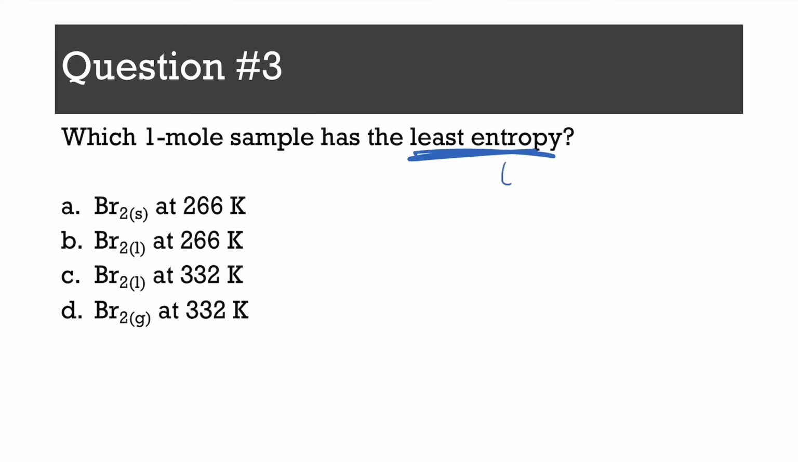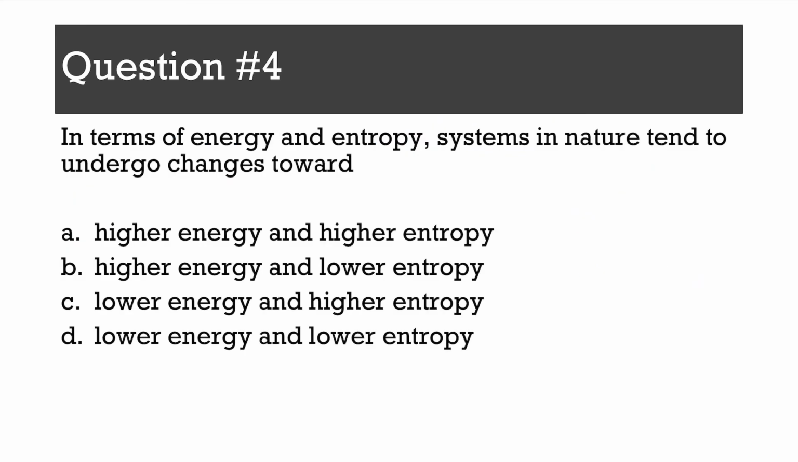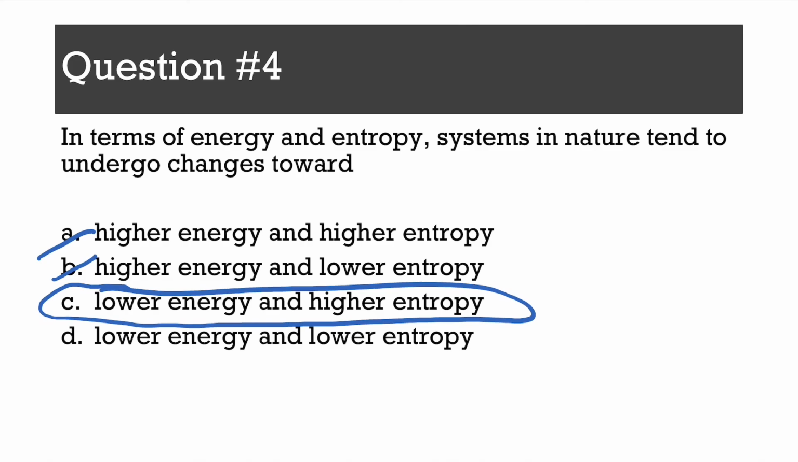Number 3, which has the least entropy, so we want the most organized. And so we have different phases of matter, so we're going to want a solid, and we have different temperatures. You're going to want a low temperature. So solids and low temperatures are the most organized, so the least entropy, and that makes it answer choice A. And lastly, number 4, in terms of energy and entropy, systems in nature tend to undergo changes towards. This is when you should think of the stereotypical lazy teenager. You have low energy, and you're kind of messy, so that's high entropy, low energy, making it C.